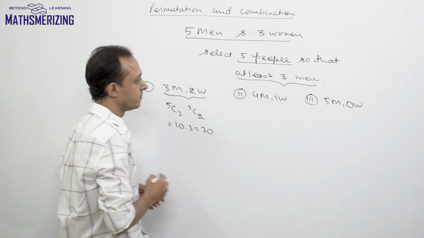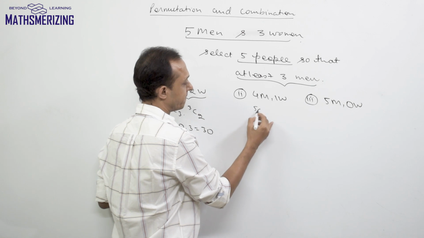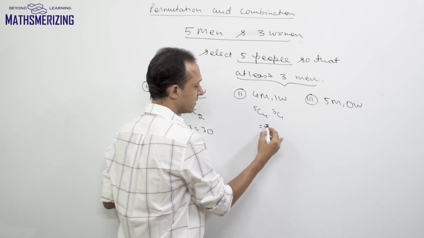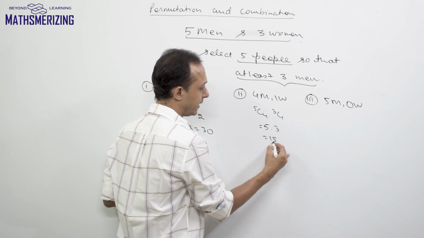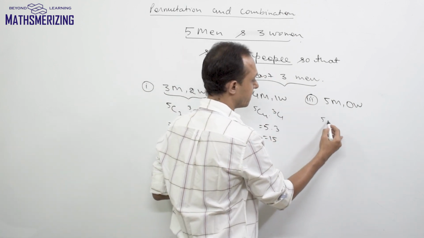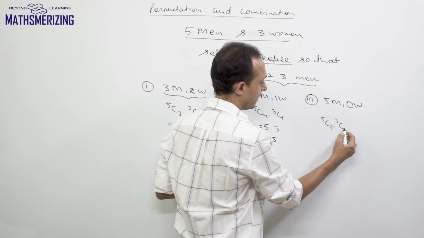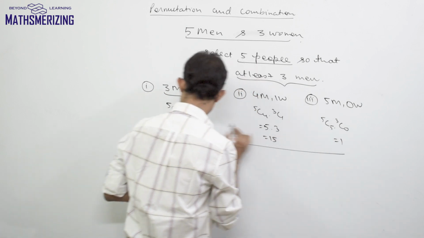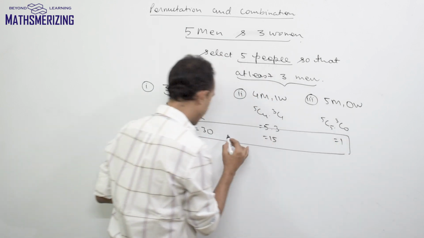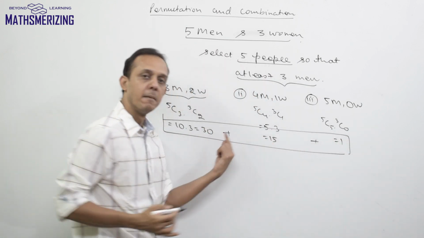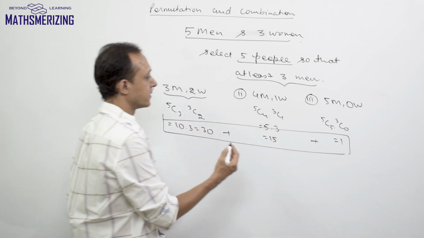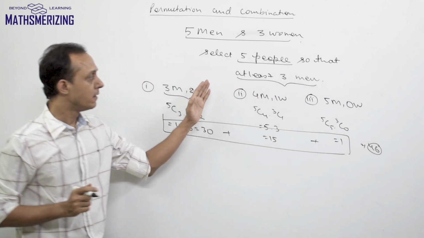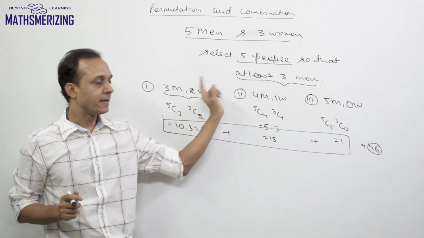So it is 30. Now 4 men. So that's 5C4. 1 woman, 3C1. So which is 5 into 3. It is 15. And then 5 men. So 5C5, 3C0. And it is 1. So if I'll add them all, then I'll get 30 plus 15 plus 1, which is 46. So there are total 46 ways in which I can select 5 people so that it has at least 3 men.